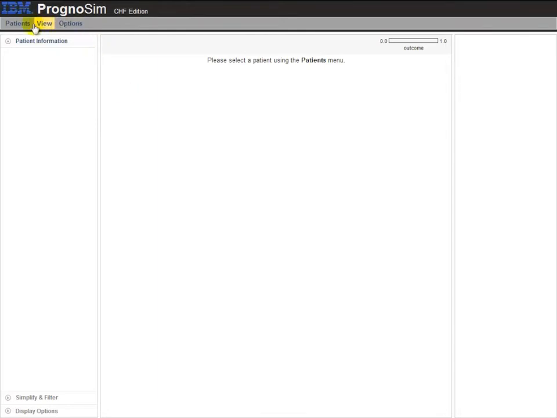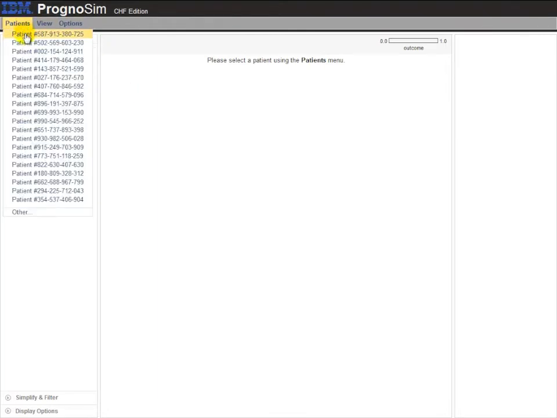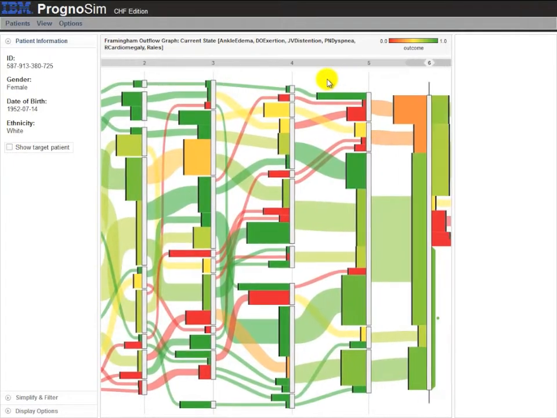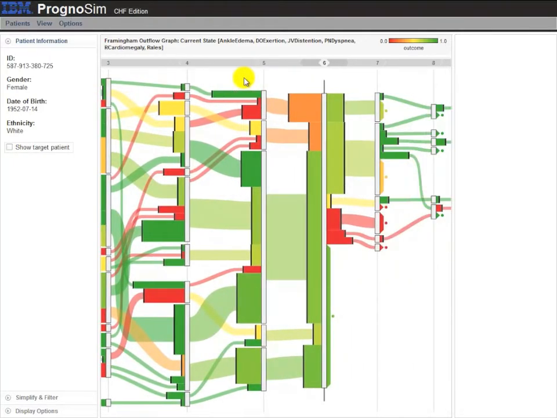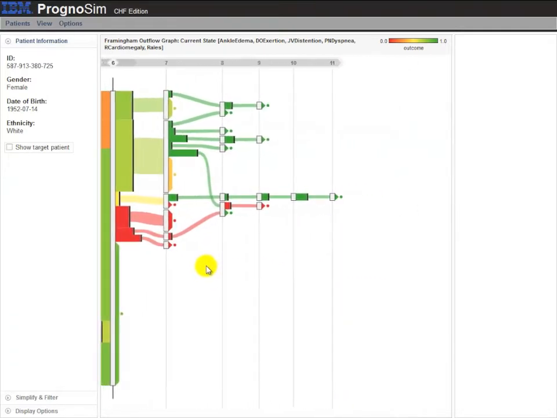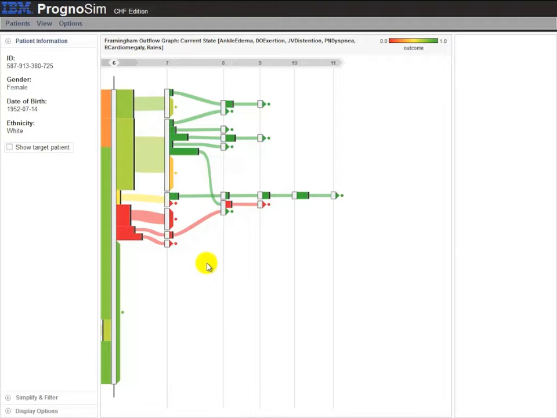We start by selecting one patient as a target patient. Now the visualization shows up. Let me pan it to the current point in time. This line is the current state of the patient.